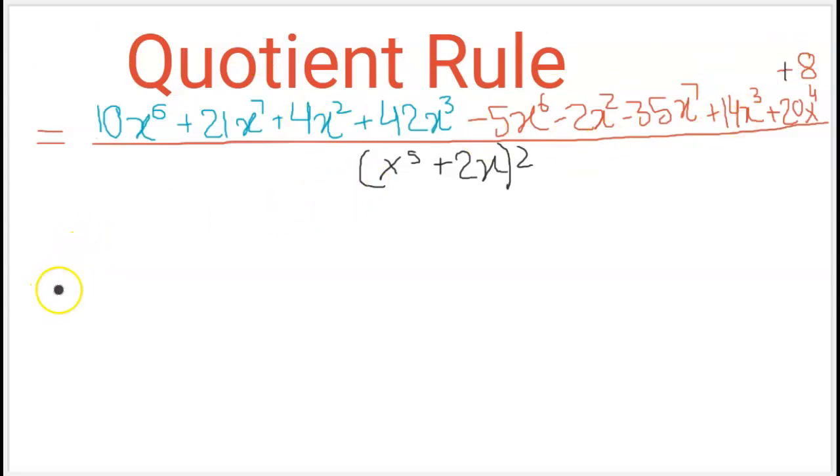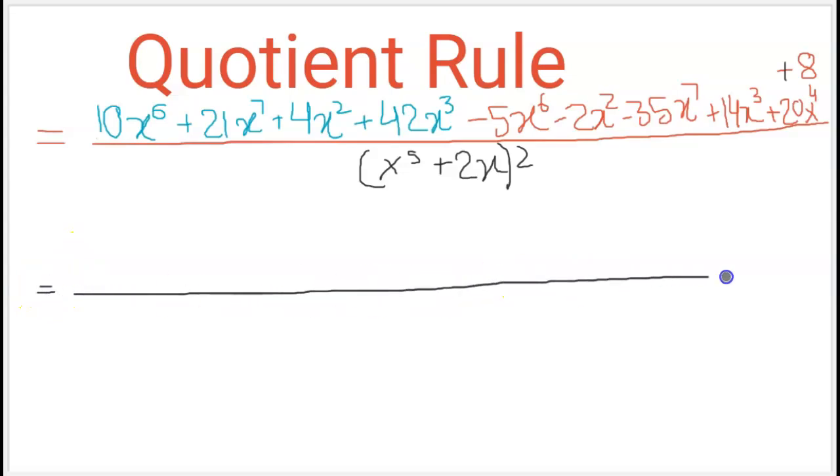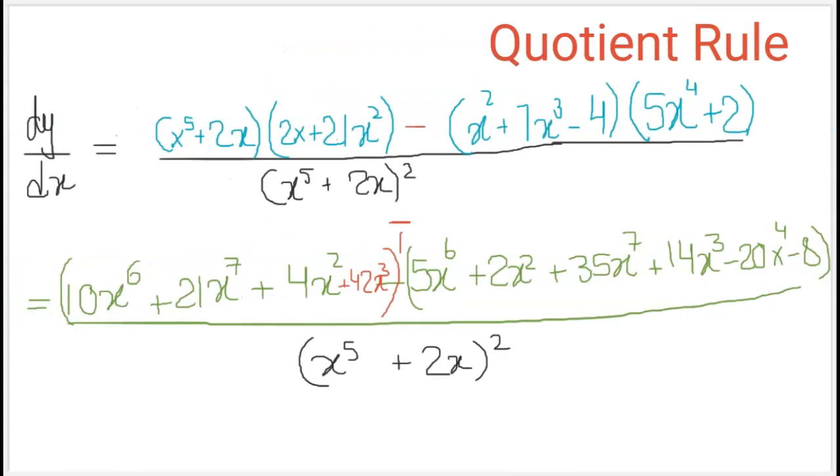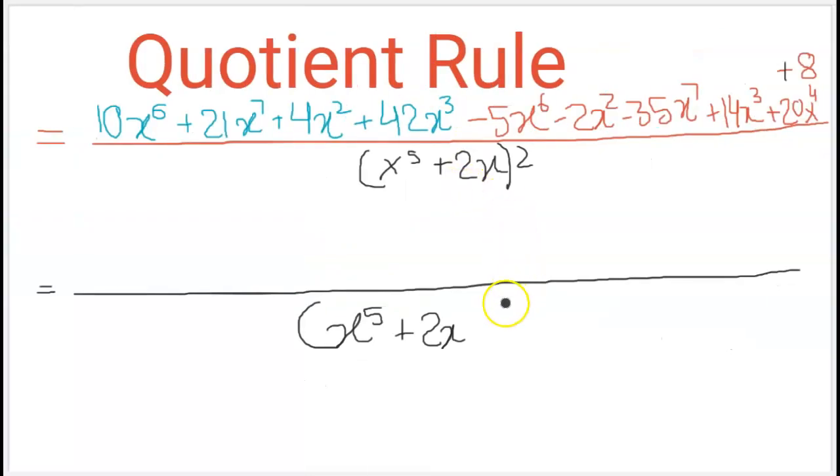Now I will see if I can simplify some of the bits. The denominator remains the same, x⁵ plus 2x. Was it a 2x or something else? It was a 2x. Yeah, 2x to the square.